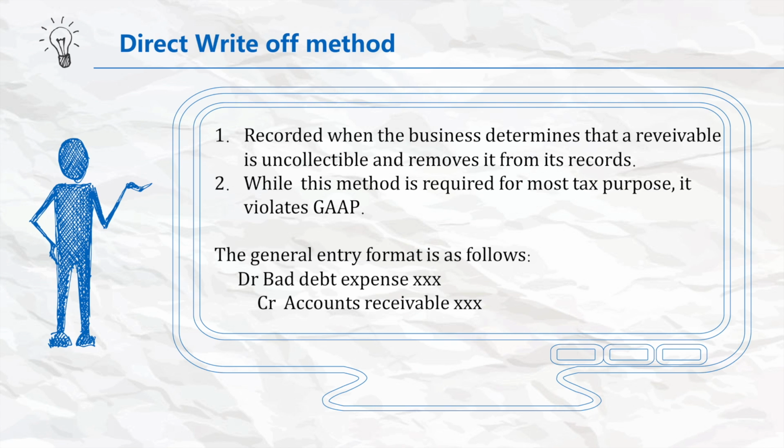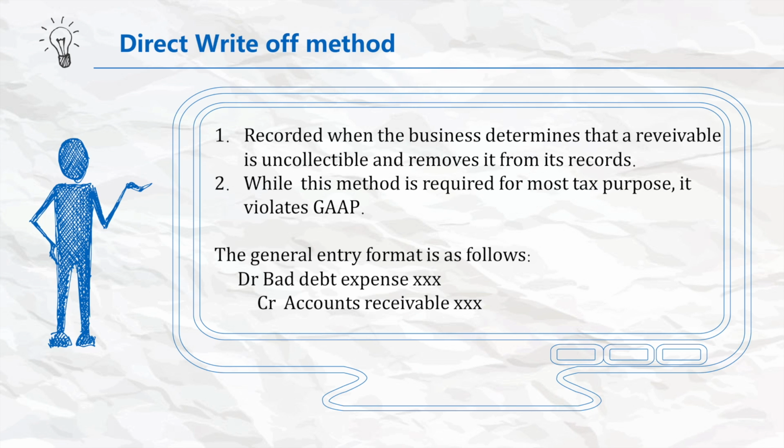Direct write-off method. Under the direct write-off method, bad debt expense is recorded when the business determines that a receivable is uncollectible and removes it from its records. While this method is required for most tax purposes and it's simple, it violates GAAP, the matching principle.